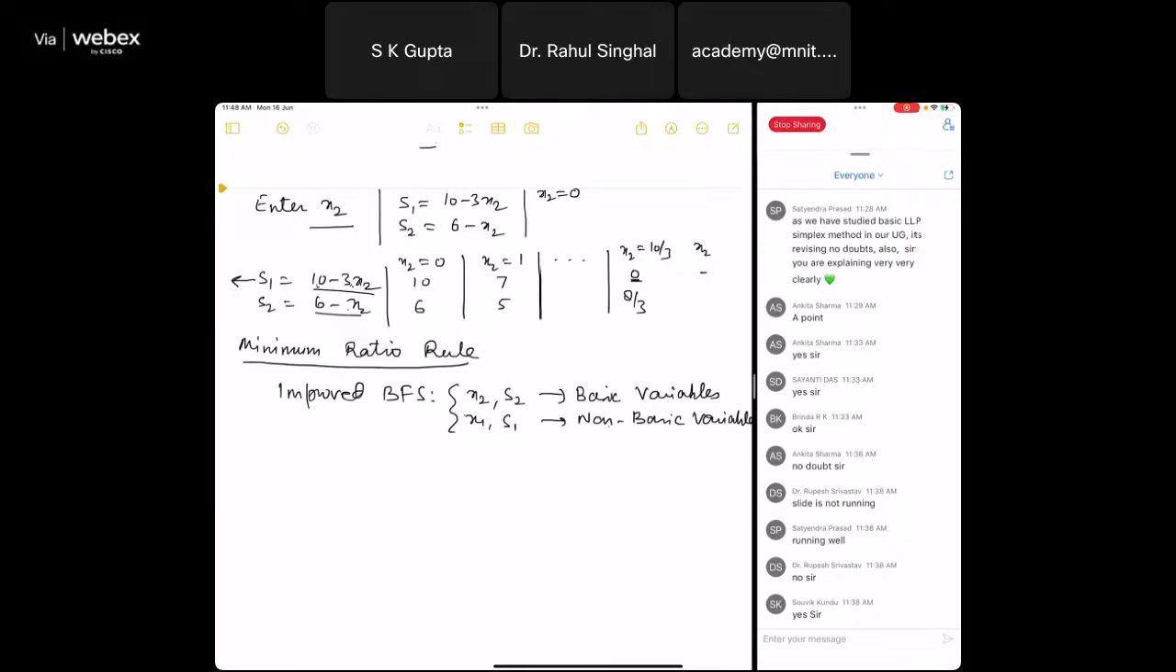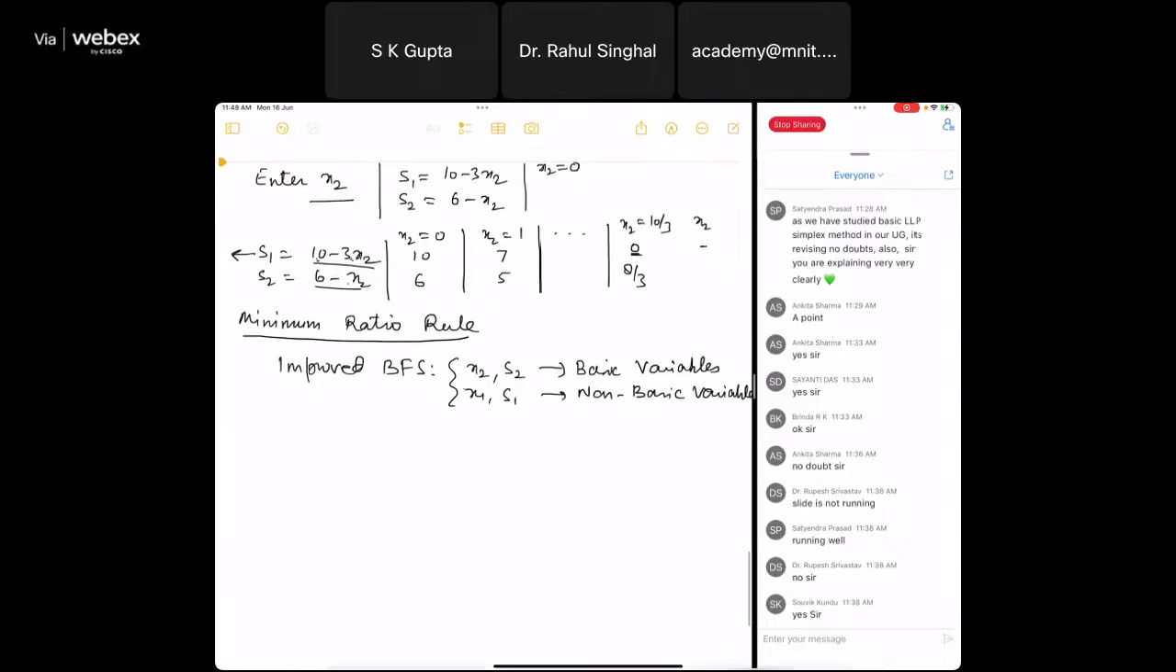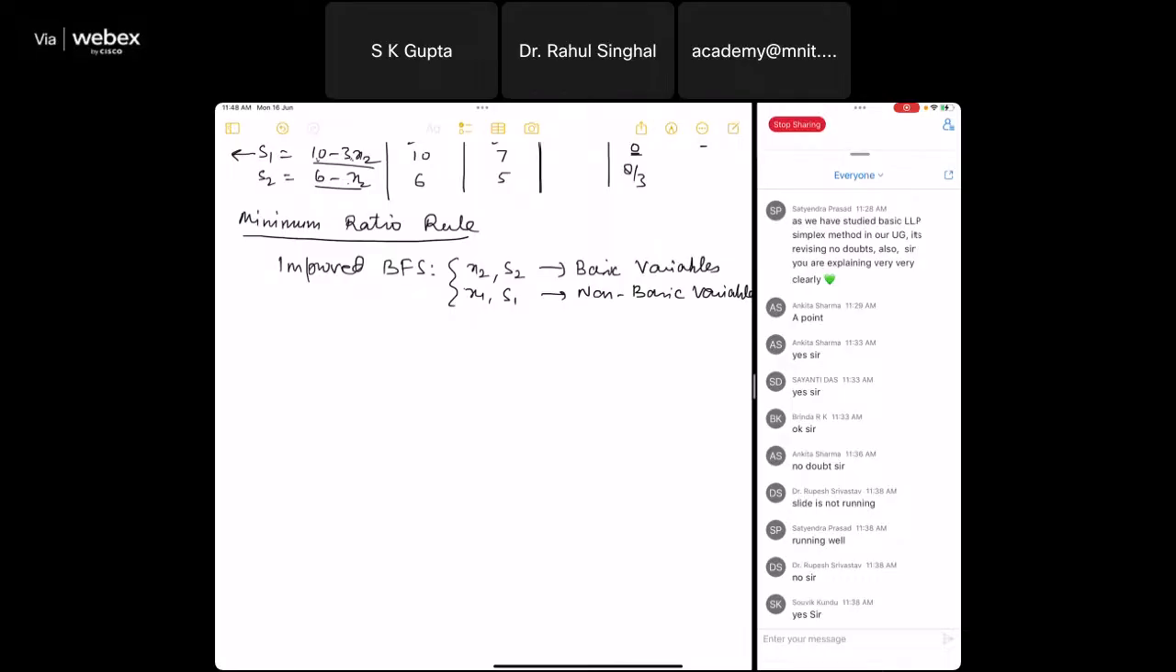Again we will see whether this BFS is optimal or not. We will again go for the relative profit corresponding to x1 and s1. If relative profits are positive, that means the BFS which we have found is not an optimal one, and we will enter the variable which has the maximum value of relative profit, and again we will leave a variable by the minimum ratio rule. The process will keep going till all relative profits are either 0 or negative. If relative profits are 0 or negative, that means further improvement in the value of Z is not possible. And the process will keep going till relative profits are greater than 0. Right? So is it clear?